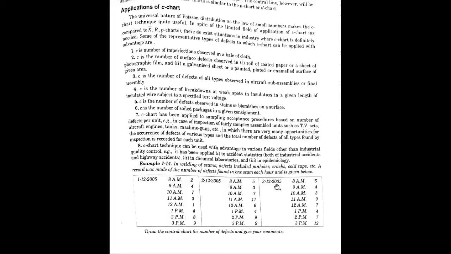3rd December 2005, 8 am 6 defects, 9 am 4 defects, 10 am 3 defects, 11 am 9 defects, 12 am 7 defects, 1 pm 4 defects, 2 pm 7 defects, 3 pm 12 defects. Draw the control chart for number of defects and give your comments.